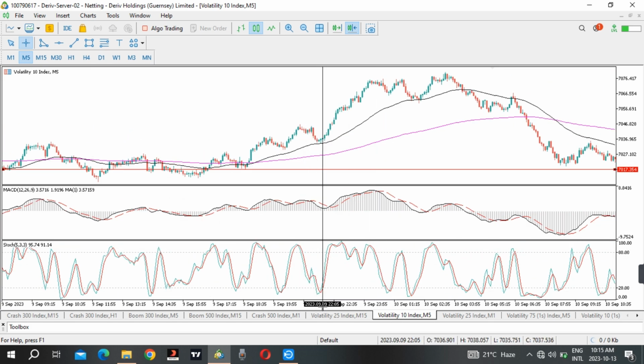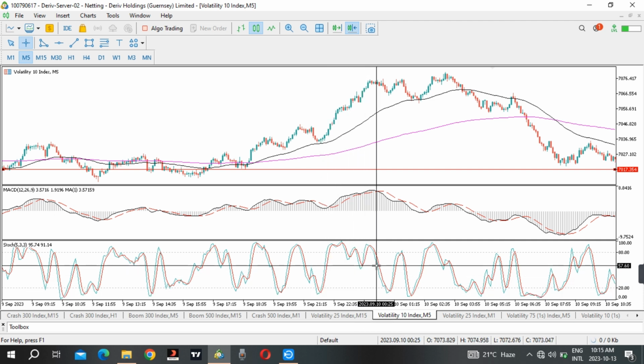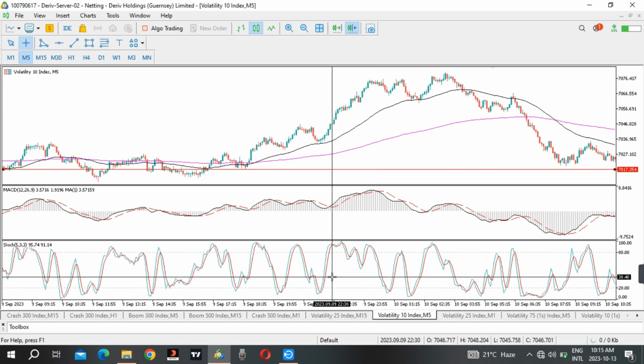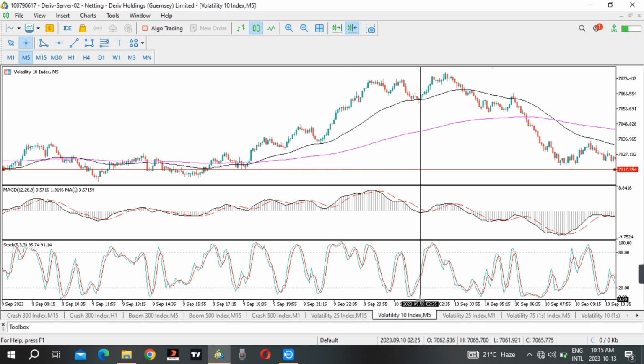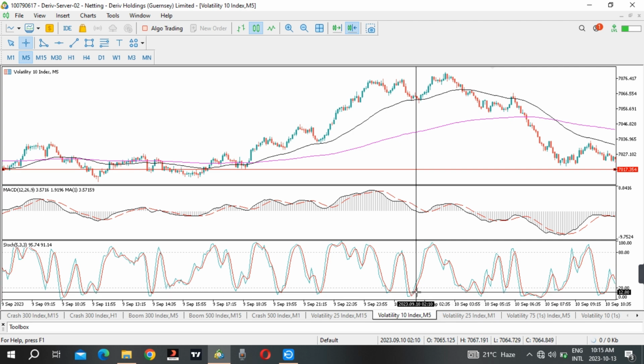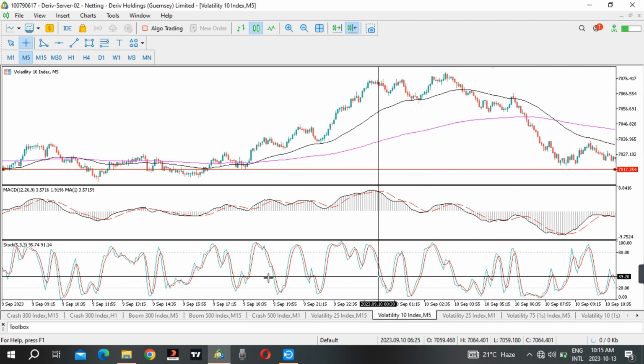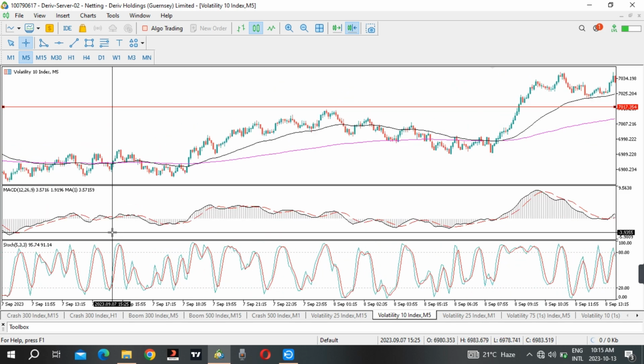Right over here, as you can see, we enter here. And as you can see, wow, this was a perfect trade. It even continued even further, though we would have already exited when the stochastic crosses over here. But since you just want to scalp, that's how you just enter. So over here you take all those entries. So that's it for this video, guys.